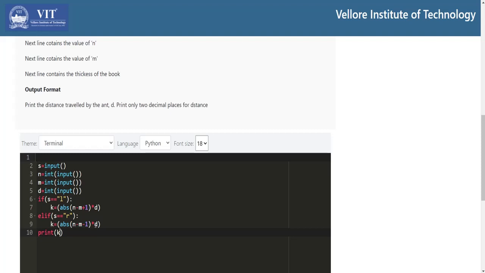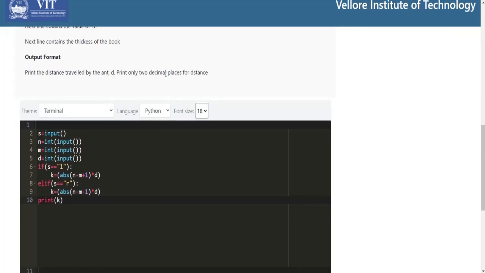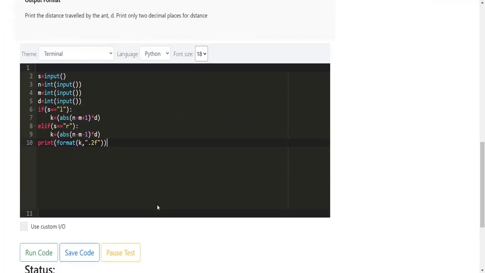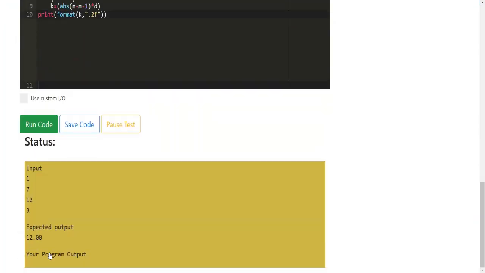But here I have been told to print the distance traveled by the ant only to two decimal places. So to print the value of the distance traveled by the ant to two decimal places, I'm going to put it inside this format, comma, dot 2f. What this dot 2f is going to do is round the value of k to two decimal places. So now let's execute our code and check whether it is completely correct or not.